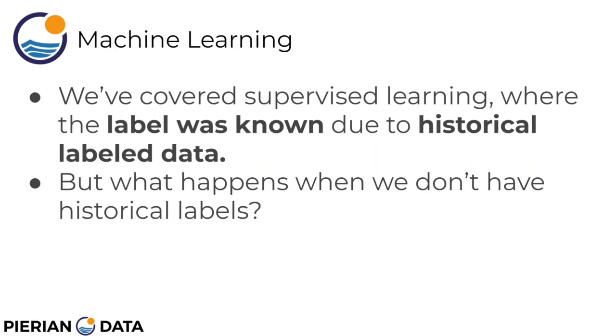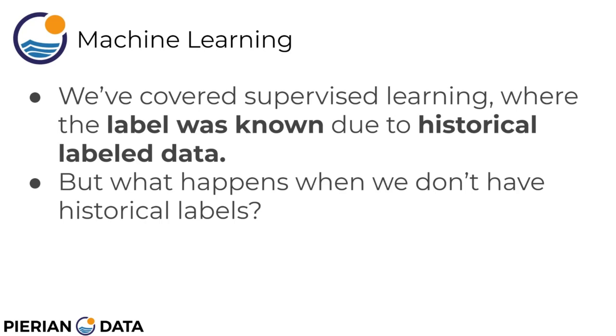So, recall that when we're dealing with supervised learning, the actual label was known due to historical labeled data. For example, with those images of dogs and cats, we had historical information where someone manually went in and labeled images as dogs and cats. And then, upon model deployment, we could see a new image and predict if it's a dog or a cat.